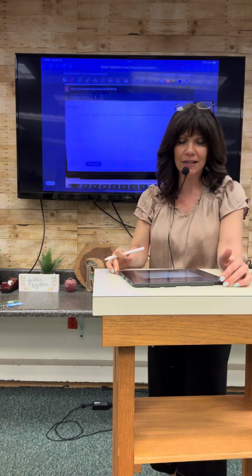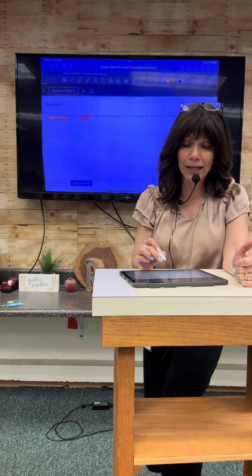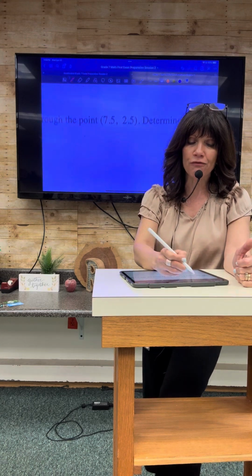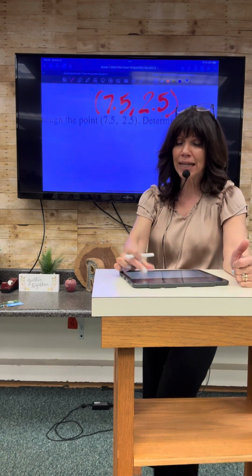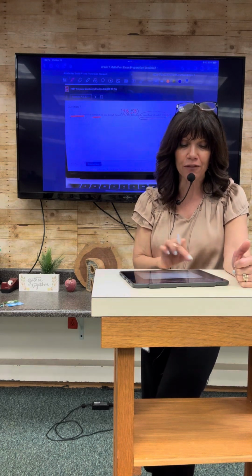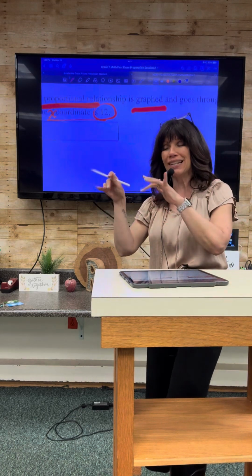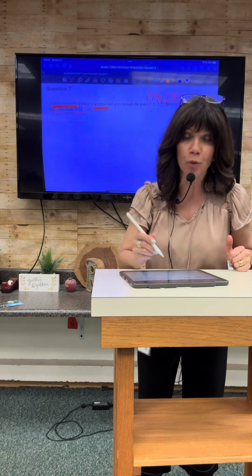Moving on to item number 7. A proportional relationship is graphed and goes, now pay attention to this. It is a proportional relationship that is graphed. And it goes through the point 7.5, 2.5. Determine the y coordinate of another point that lies on the graph of the line if the x coordinate is 12. Now, before we get into the details, I first want to address a proportional relationship.